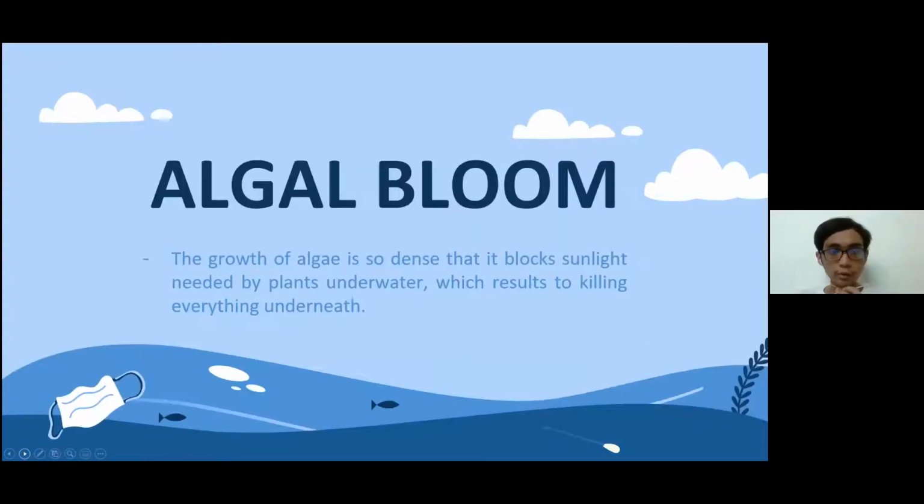Water also has living beings in it, such as algae. Because there's a sudden increase of phosphorus in the water, there will also be a boom in their growth, causing a phenomenon called algal bloom. The growth of algae is so dense that it blocks sunlight needed by plants underwater and everything underneath will start dying, including the algae. This would therefore cause bacteria to feed on it.